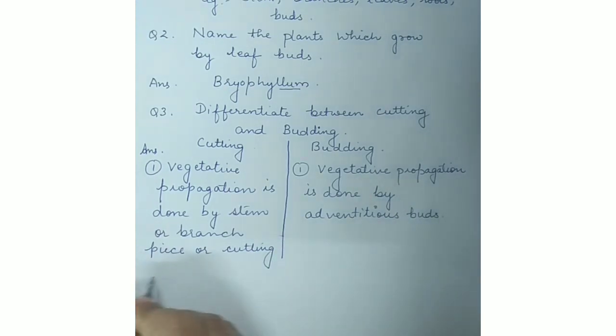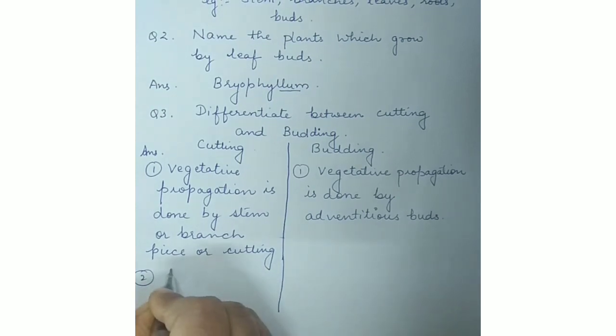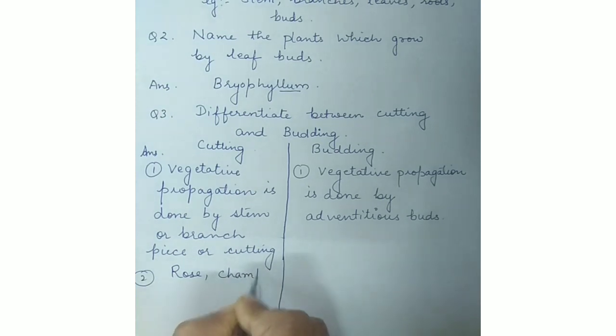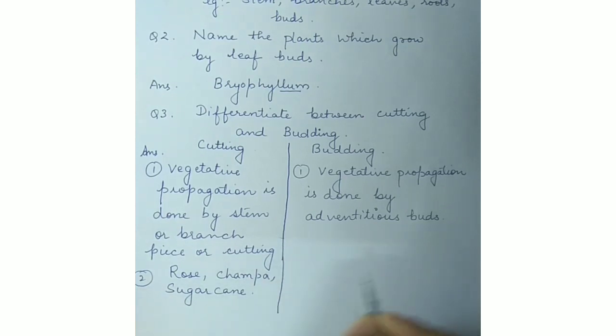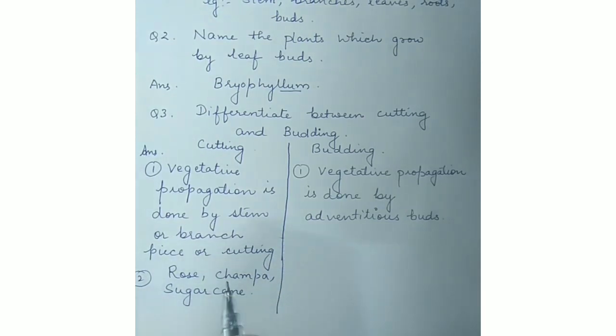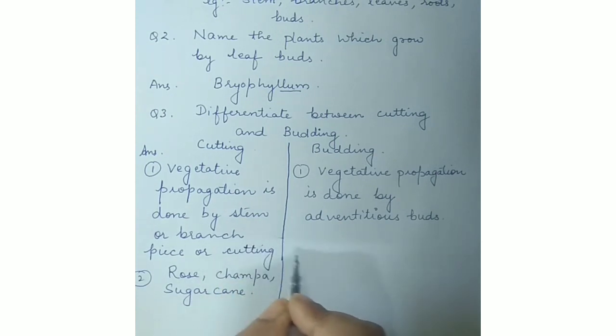For example, write down examples. For cutting, write down rose, champa, sugarcane. What is necessary? At least one node should be there. Okay, one node should be there on the cutting. This is very essential for the growth of new plant.